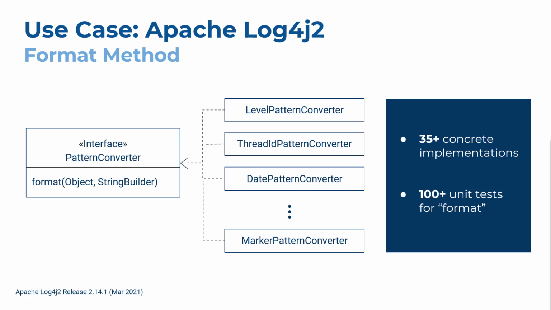To show DScribe in action, we use Apache Log4j2 as our use case. Log4j2 has a pattern converter interface that defines a format method. The method transforms and appends information from the inputted object to the inputted string builder. Log4j2 has over 100 unit tests with format as the focal method, each of which follows a very similar pattern.